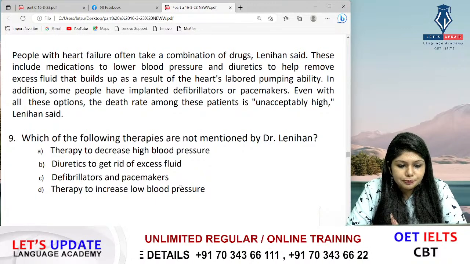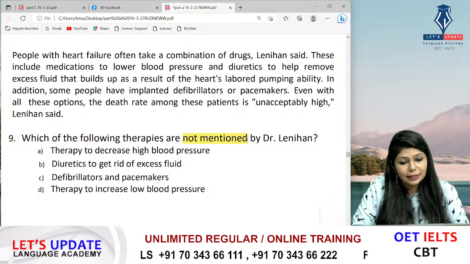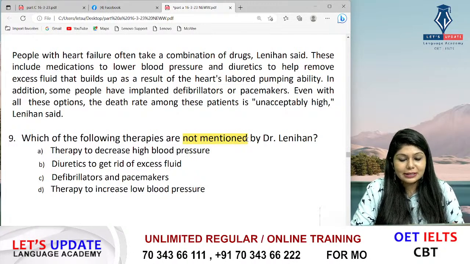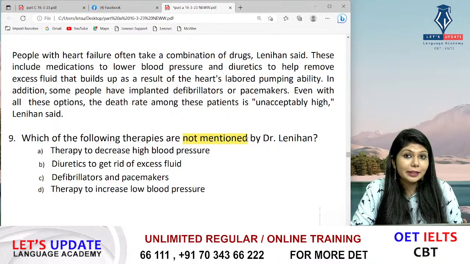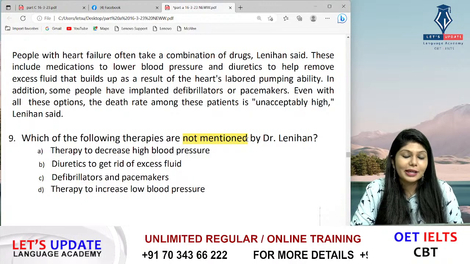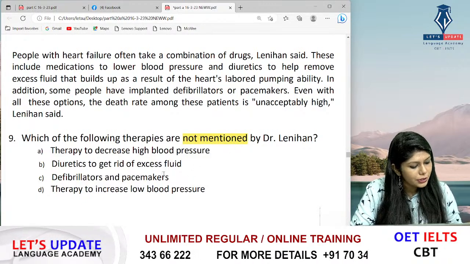So basically, they are asking for something that is not mentioned. Whenever you see something like that, just highlight it or circle it or underline it, so that you do not read it and end up choosing something that is mentioned over there. You have to find something that is not mentioned. So just look at these options.